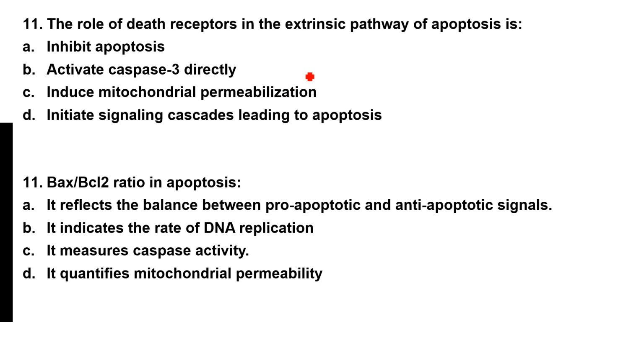The role of death receptors in the extrinsic pathway of apoptosis is to inhibit apoptosis. This is wrong, right? So tell me the answer. What are the options? Inhibit apoptosis, activate caspase 3 directly, induce mitochondrial permeabilization, or initiate signaling cascades leading to apoptosis. Option D is correct. Why?